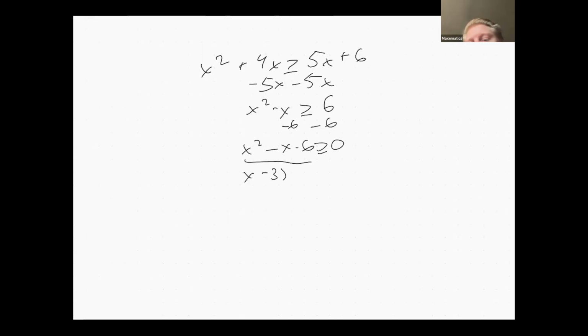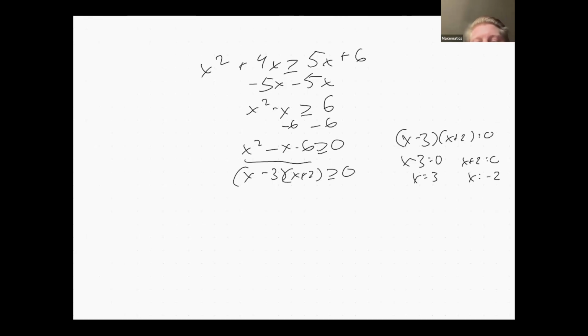And now let's set each one equal to 0. So I know it says greater than or equal to 0, but we just want some reference points. So let's set (x minus 3)(x plus 2) equal to 0. We're going to set each part equal to 0. So x is 3, x is negative 2. And now what we're going to do is take these 2 points and put them on this number line. I like to put 0 there as a placeholder, but it is not one of our points. Well, notice we have an interval to the left of negative 2, an interval between negative 2 and 3, and an interval to the right of 3.